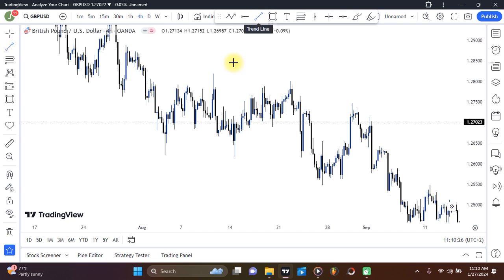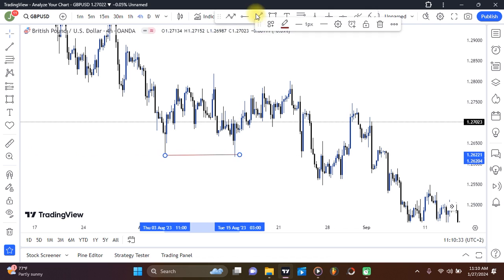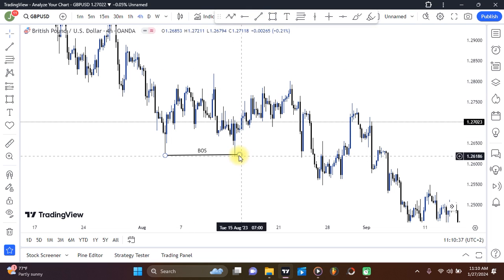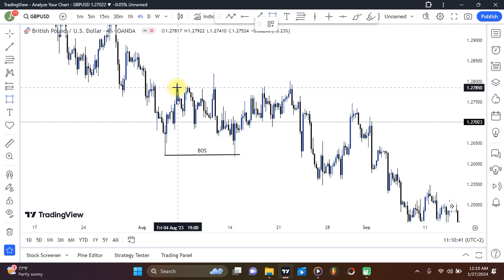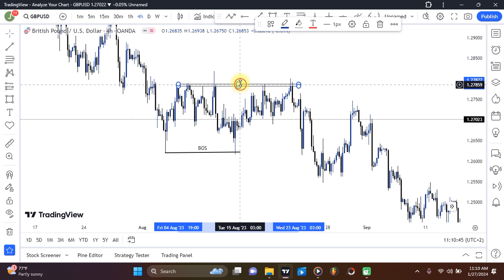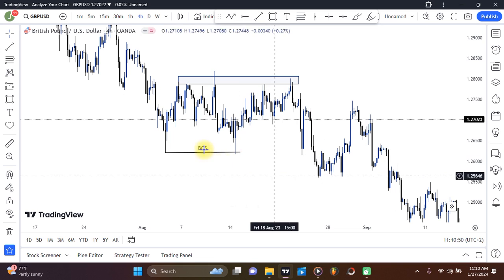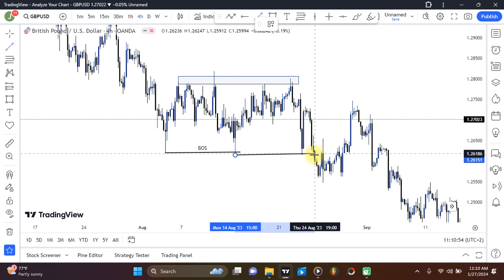As you can see, we had a breakout of structure here, and then this is going to be our BOS. The market broke the structure, pulled to the upside, and reacted on this area over here. And then after reacting on this area here, the market pulled to the downside again, and we had another breakout of structure.